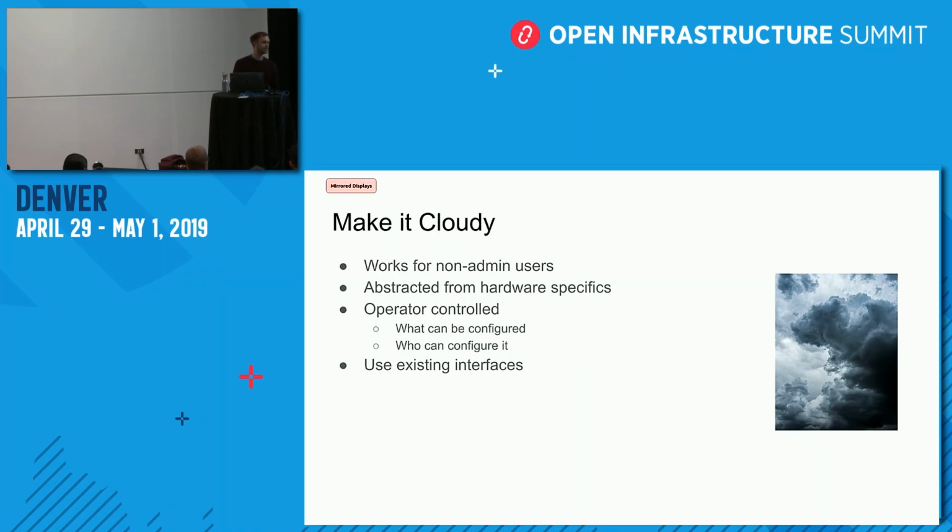We'd like to make it cloudy. So we want something that works for non-admin users. A user of the Nova API that creates an instance should be able to use this. We want something that's abstracted from the specifics of the hardware that's being deployed. And we want something that the operator can have full control of to say what can be configured and who can configure it. And we want to use the existing interfaces where possible and build upon existing abstractions.